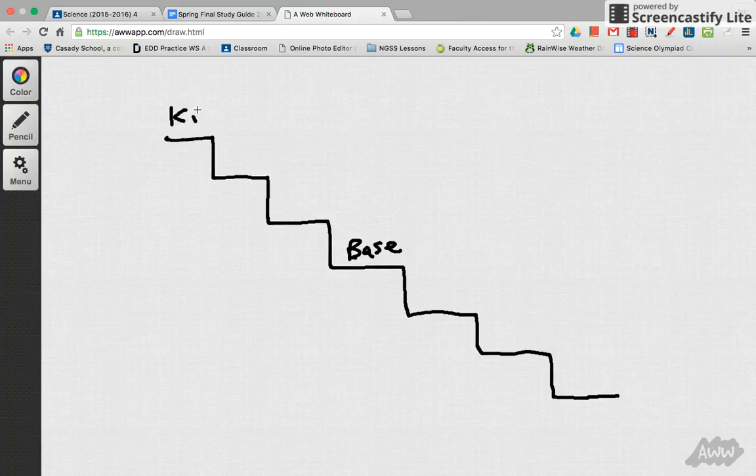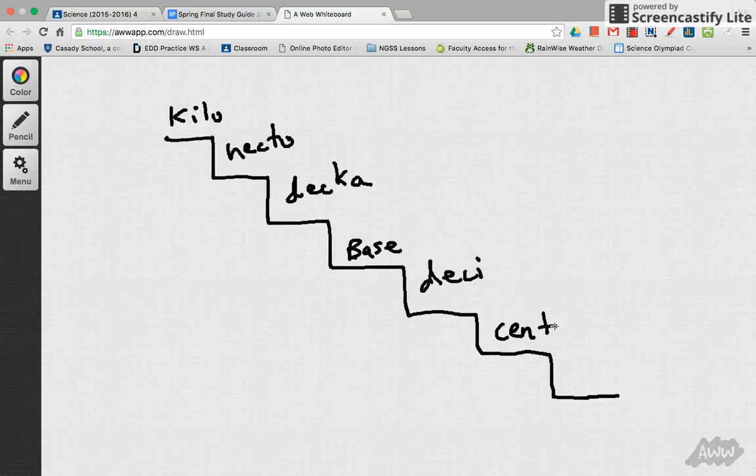We have a kilo. Then underneath the kilo is a hecto. Then we have a deca. The base unit, which is meter, liter, gram, whatever it happens to be. Then we have our deci, our centi, and then finally our milli. Now remember, if you move to the left, you move the decimal to the left.